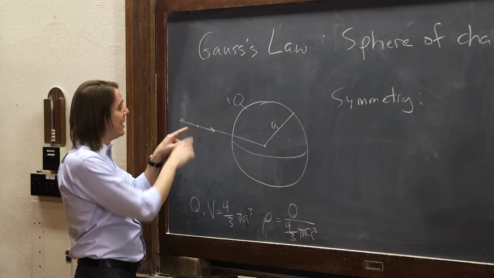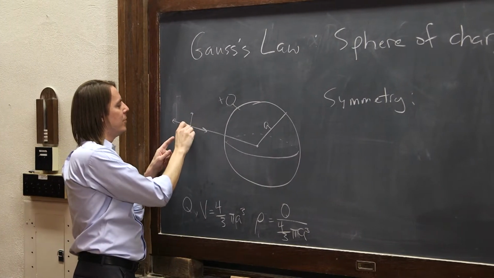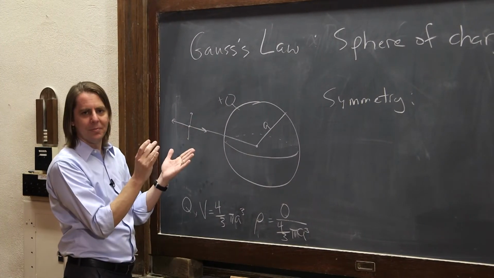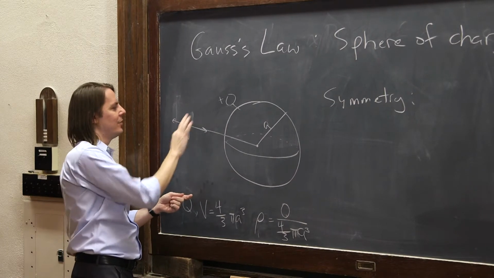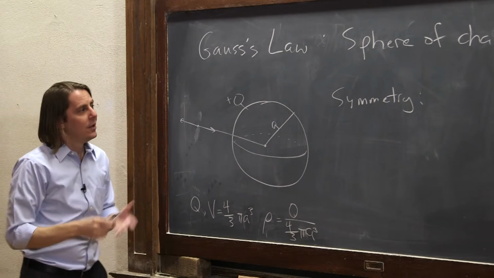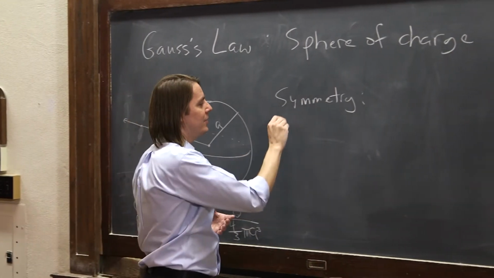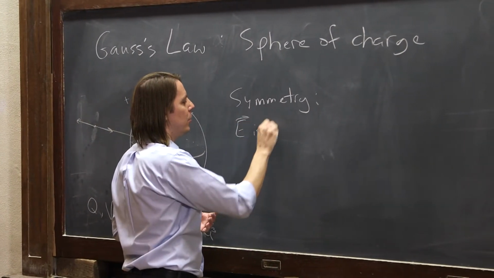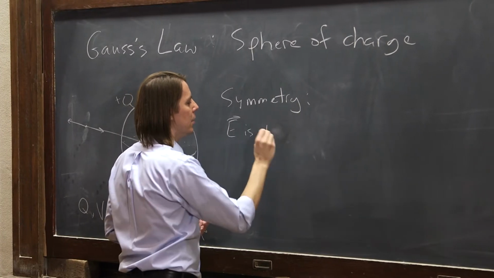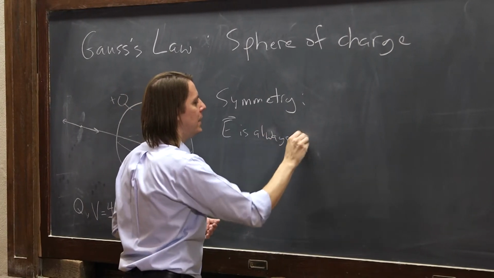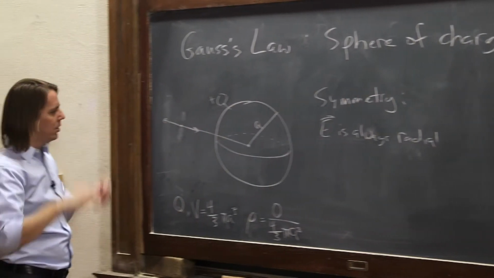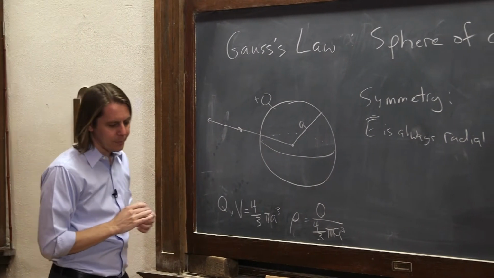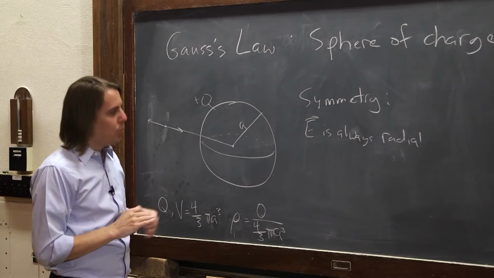The other symmetry argument is it can't be this way or this way because neither one is special. There's nothing special about that way. It looks the same no matter how you go around this axis. Therefore, the E field has to be 0 in that direction. So basically, in this case, symmetry says that E always points in the radial direction away from the center. Okay? So that's all we need to know.